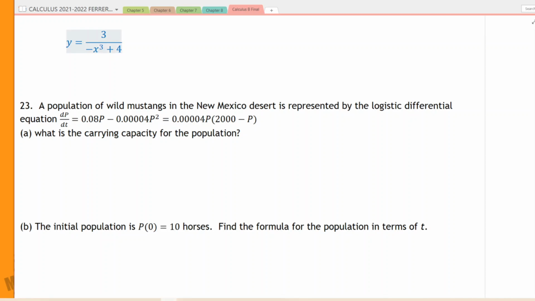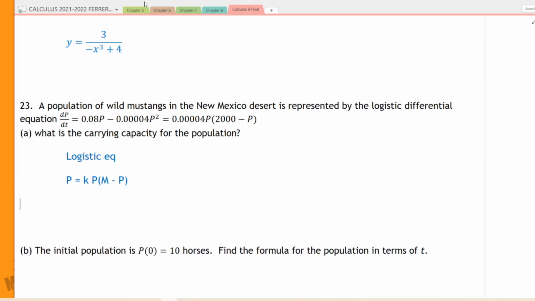A population of wild mustangs in the New Mexico desert is represented by the logistic differential equation dP/dt equals 0.08P minus 0.0004P squared, which thankfully they factor for us into 0.0004P multiplied by the quantity of 2000 minus P. Letter A asks: what is the carrying capacity for the population?